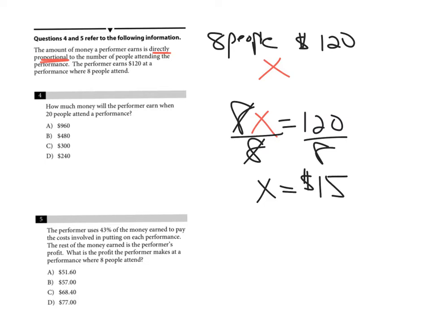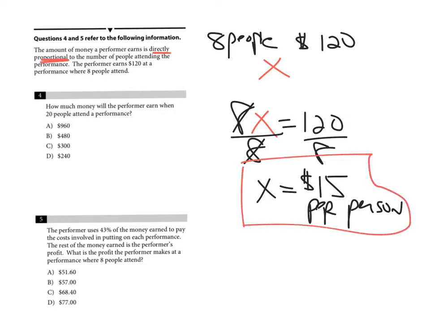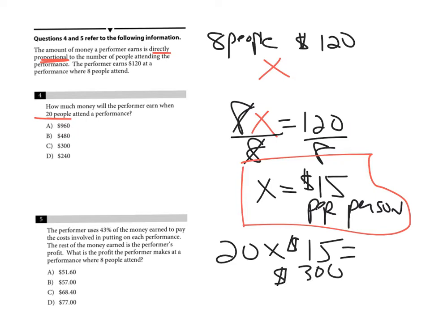Now what does that mean in the context of the question? This performer earns $15 per person who attends the performance. $15 per person, which means for number 4, if 20 people attend, you would take the 20 people, multiply it by the $15 per person, and here the performer would earn $300, or answer choice C.